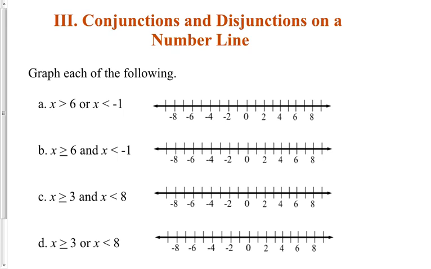So it says x is greater than 6. We would come over to our number line. I'd put an open circle on the 6, and greater than 6 would go to the right. X is less than -1. Here's -1, open circle on it because it doesn't equal -1. And less than -1 would go to the left.